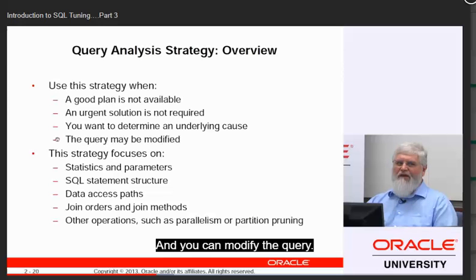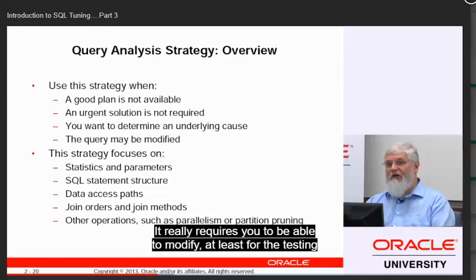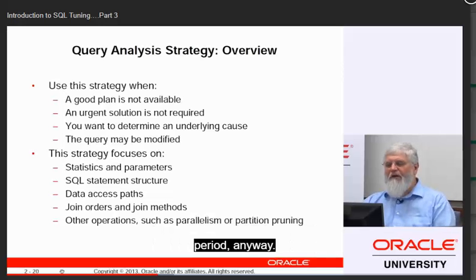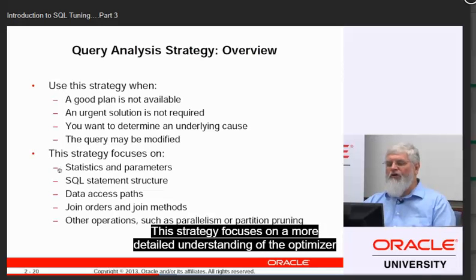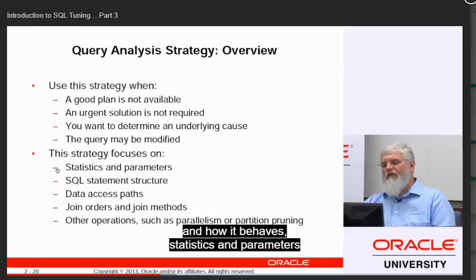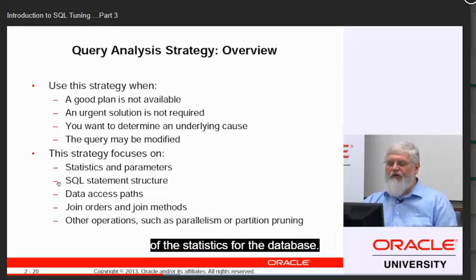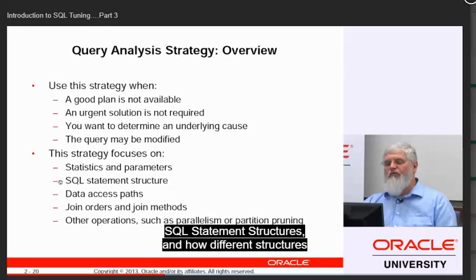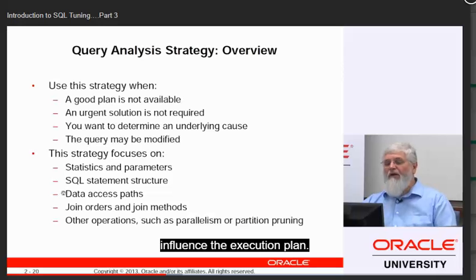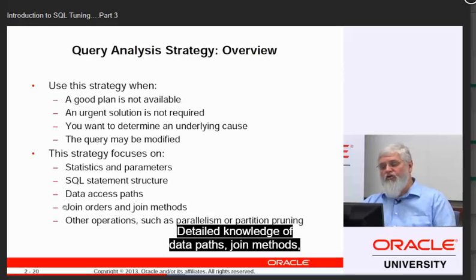This strategy focuses on a more detailed understanding of the optimizer and how it behaves, statistics and parameters for the optimizer around its behavior, and overall understanding of the statistics for the database and our objects. SQL statement structures and how different structures influence the execution plan, detailed knowledge of data paths, join methods, and how the optimizer makes decisions around join orders, and other operations, such as parallel or partition pruning.